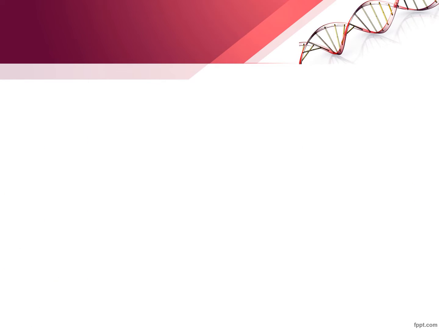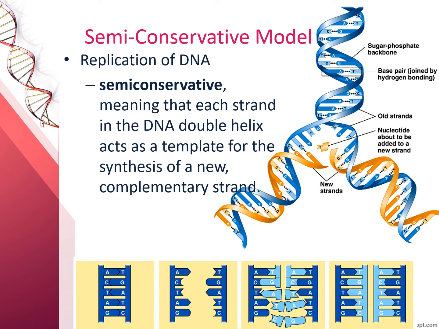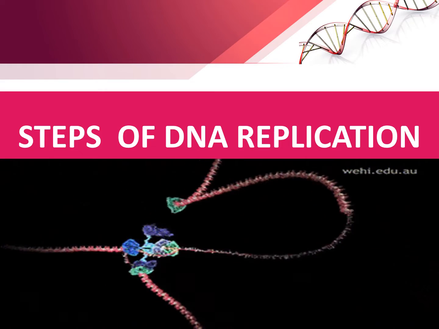The Meselson-Stahl experiment is also known as the most beautiful experiment in biology, since it enabled researchers to explain how DNA replicates, thereby providing a physical basis for the genetic phenomena of heredity and diseases. So the replication of DNA follows the semi-conservative model, where each strand in the DNA double helix acts as a template for the synthesis of a new complementary strand. Here are the steps of DNA replication.